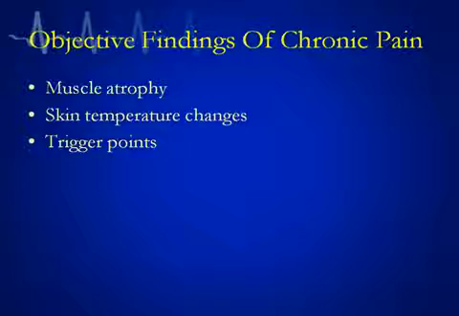Some of the objective findings of chronic pain are a little bit trickier. With acute pain, they're going to come in, typically, tachycardic, hypertensive, diaphoretic, suffering from a fair amount of muscle spasm. Your chronic pain patients, on the other hand, don't have a lot of objective findings. What you'll see frequently, though, is some muscle atrophy. You get skin temperature changes. You get those atrophic changes in the legs from long-standing neuropathic pain. And a lot of these patients will suffer from trigger points.